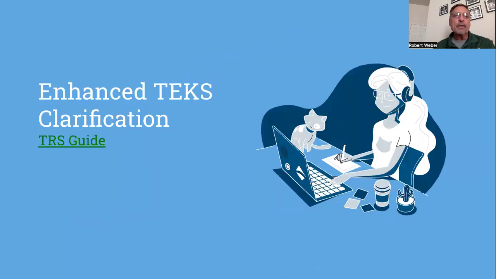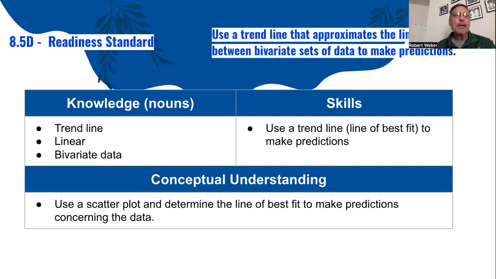Unpacking the TEKs, you can reference the TRS guide. Hopefully you've been utilizing that to help you out. 8.5D, the things that kids are going to need to know knowledge-wise: What's a trend line? What does it mean to be a linear relationship? What does it mean to be bivariate data? The skills, of course, are using the trend line, the line of best fit, to make predictions. And the conceptual understanding is using a scatter plot, determine the line of best fit to make predictions concerning the data.